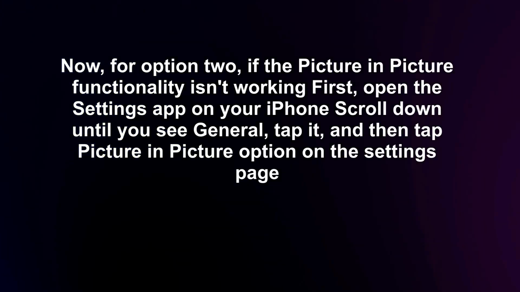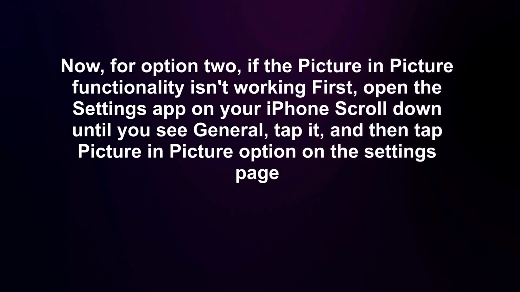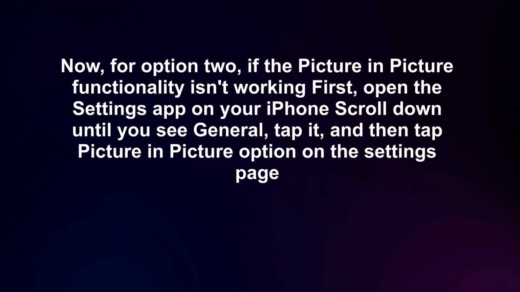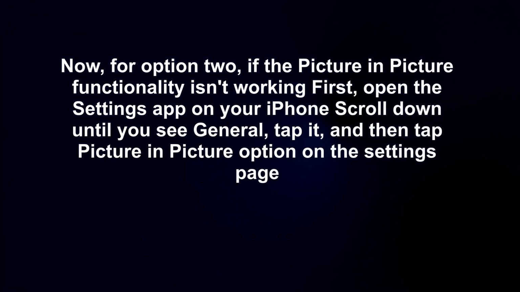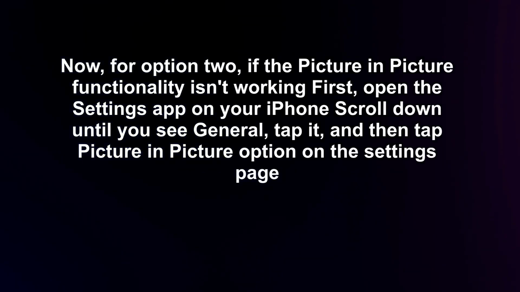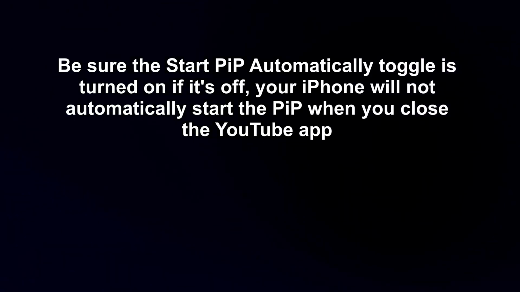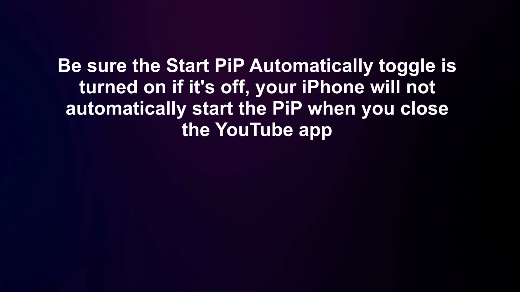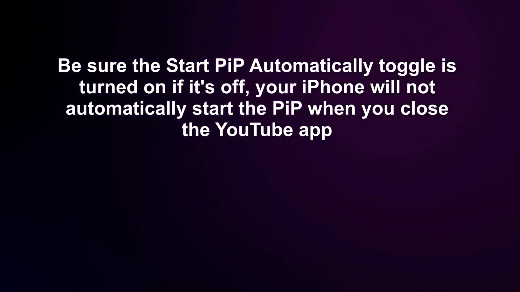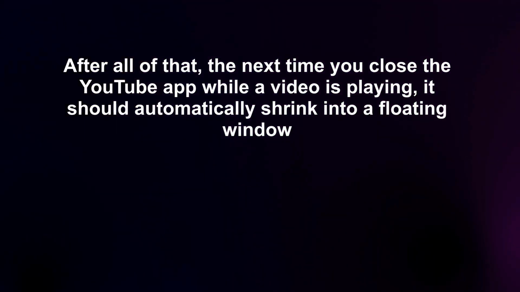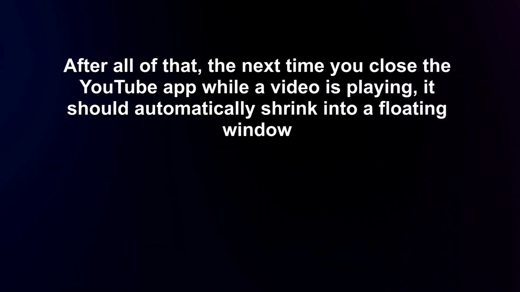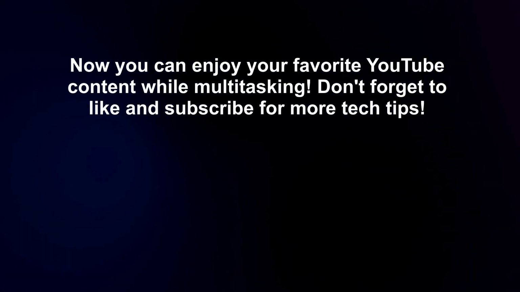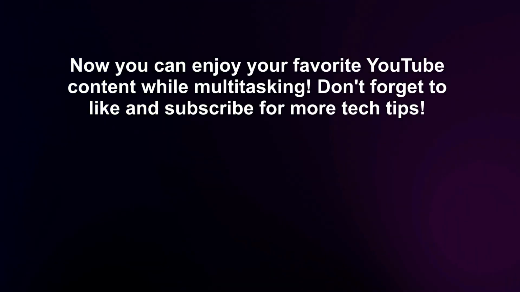Now, for option 2, if the picture-in-picture functionality isn't working, first, open the Settings app on your iPhone. Scroll down until you see General, tap it, and then tap the Picture-in-Picture option on the settings page. Be sure the Start PiP automatically toggle is turned on. If it's off, your iPhone will not automatically start the PiP when you close the YouTube app. After all of that, the next time you close the YouTube app while a video is playing, it should automatically shrink into a floating window. Now you can enjoy your favorite YouTube content while multitasking.